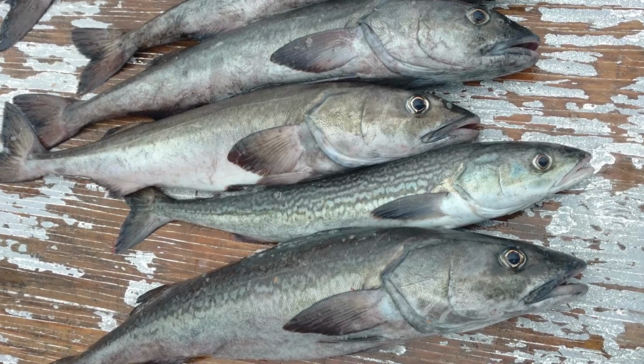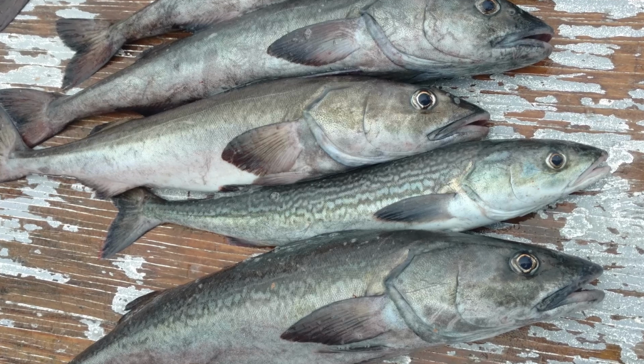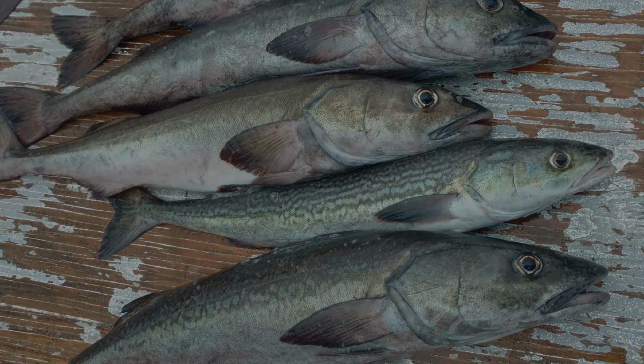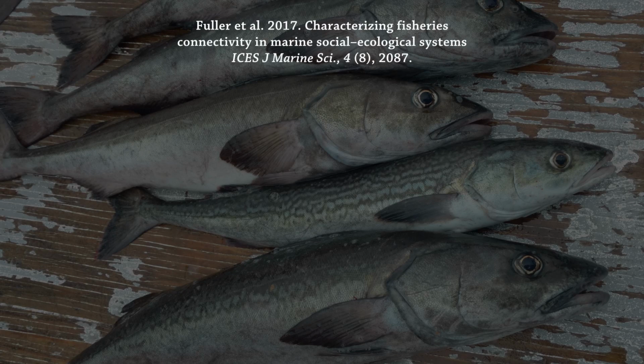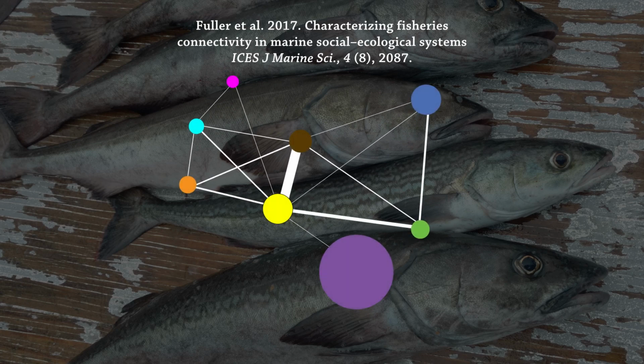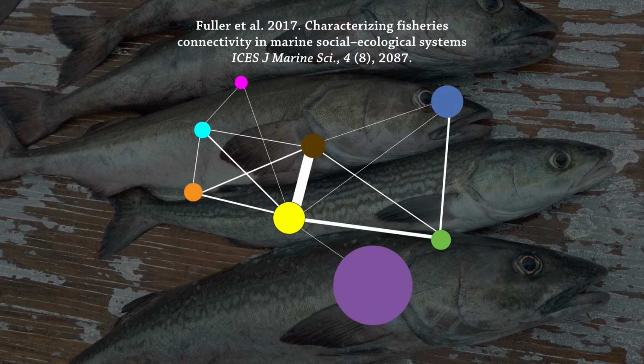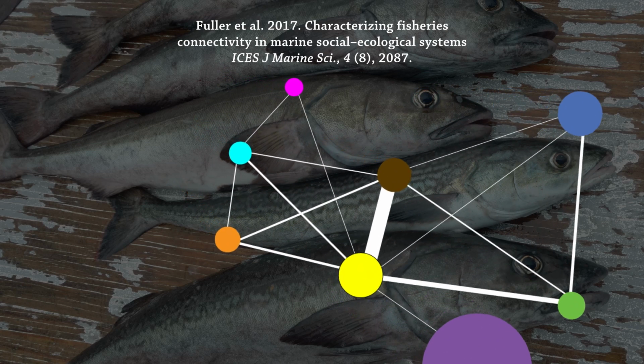In another study, also focusing on network robustness in the face of perturbations, Emma Fuller and colleagues measured the connectivity of fisheries on the US West Coast based on how many species in common vessels targeted. Nodes were the fisheries, or species, and the links between them were proportional to the number of vessels that fished each of them.